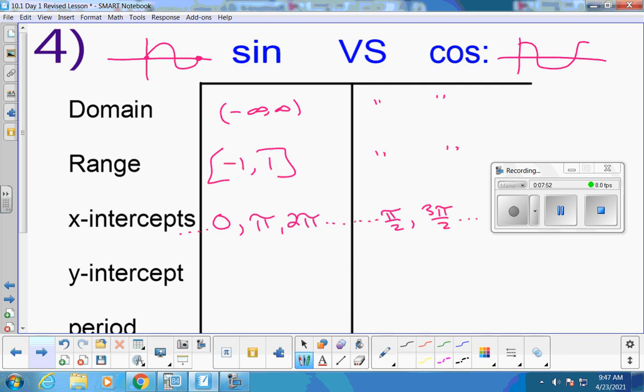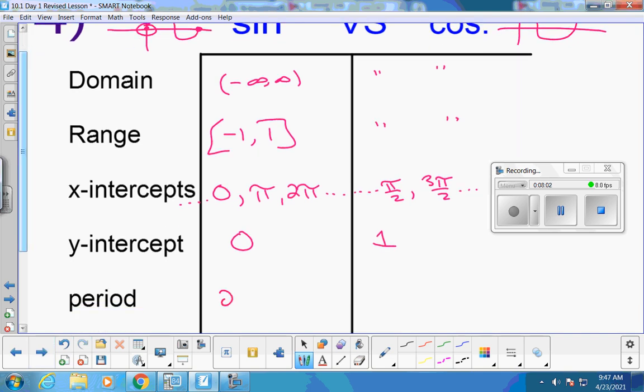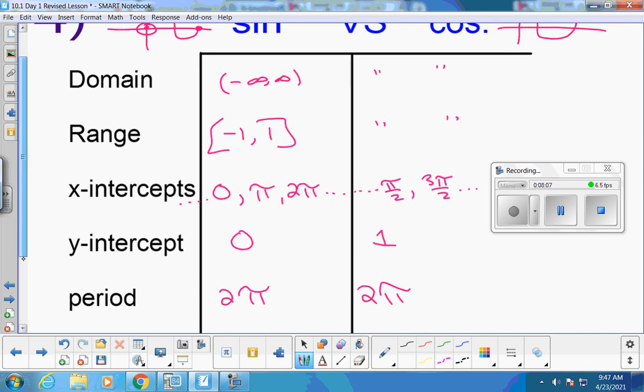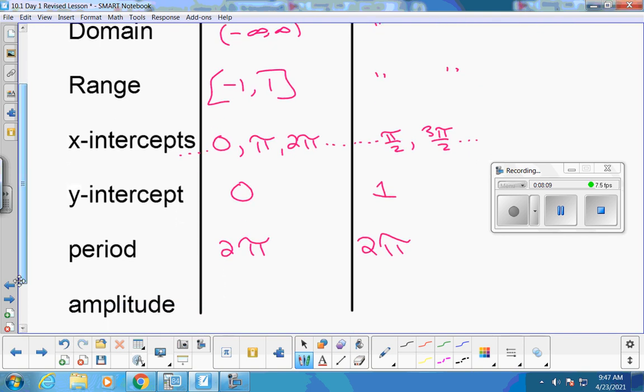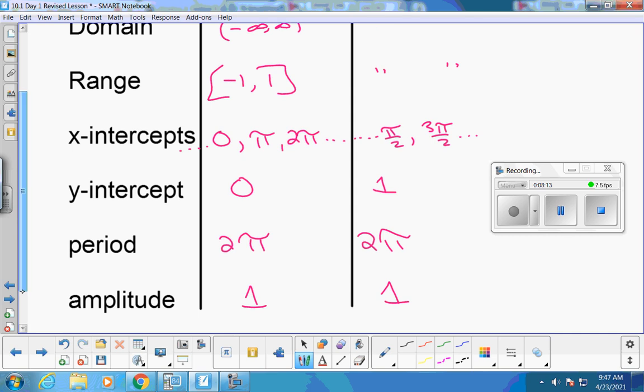The y-intercept of a sine graph is 0 right here. The y-intercept of a cosine graph is 1 right here. So those are different as well. But the periods are going to be the same. It's going to be 2 pi for each. Oh, amplitude. If it's just a normal graph and there's been no changes, it's an amplitude of 1 for both sine and cosine.